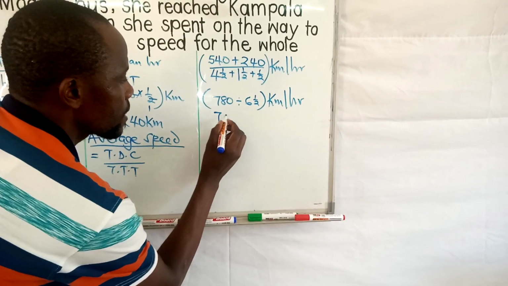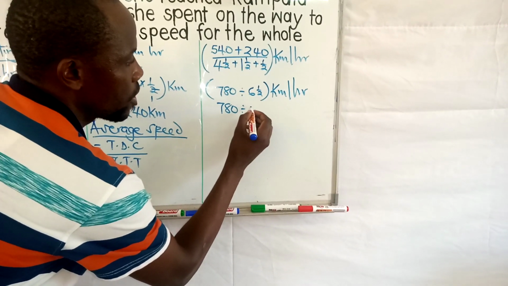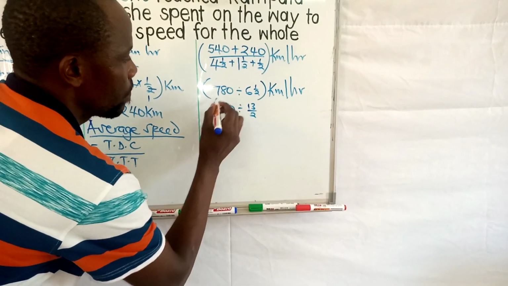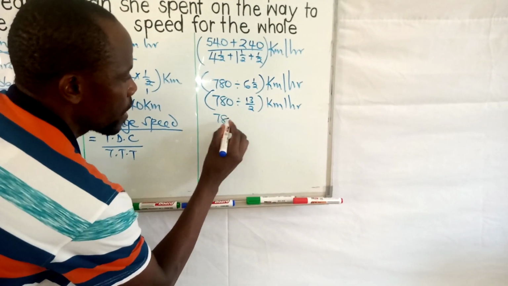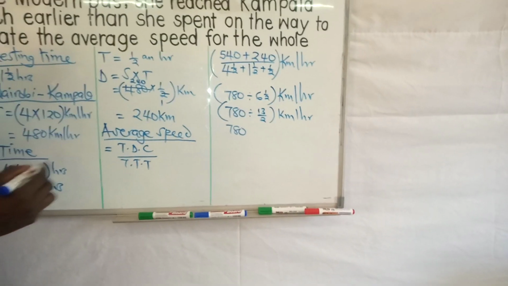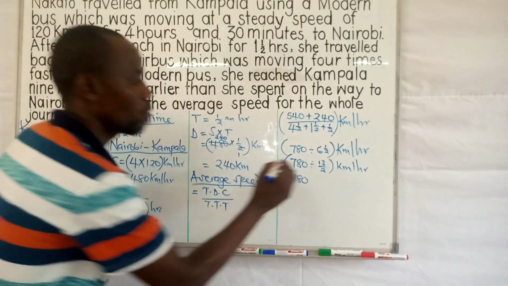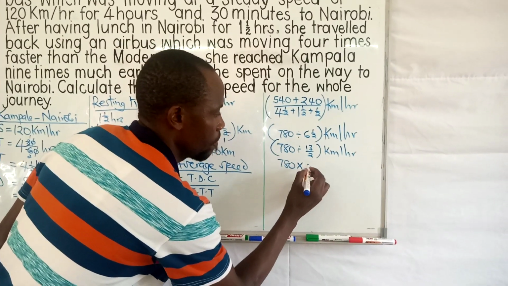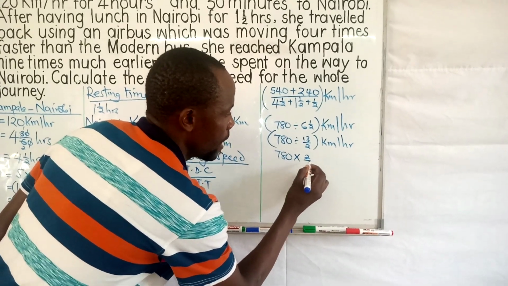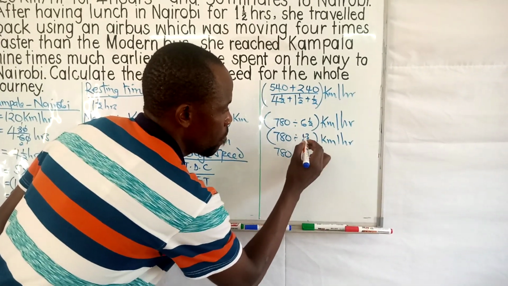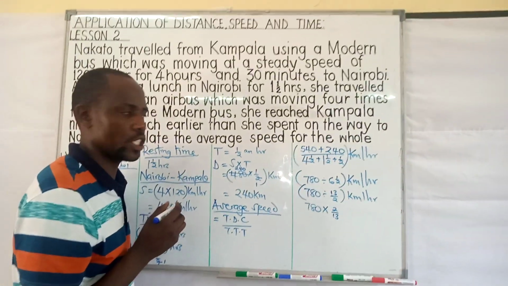We now get 780 divide by, change this to a proper fraction, which gives us 13 out of 2. This is kilometers per hour. So we get 780. Now we reciprocate the fraction after the division sign. By so doing, we shall change this division sign to multiplication, and 13, which is the 2, which is the denominator, becomes the numerator, and 13, which is the numerator, becomes the denominator. That's reciprocating the fraction after the division sign.